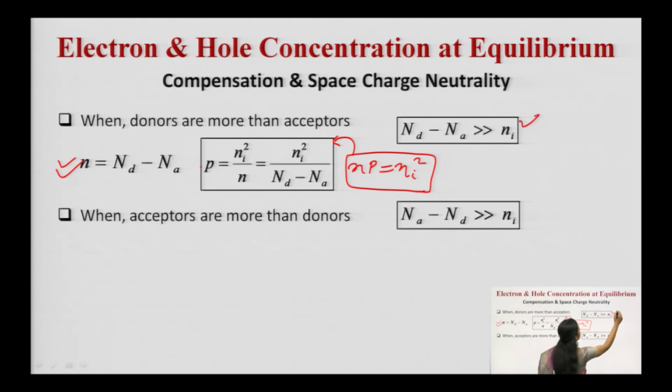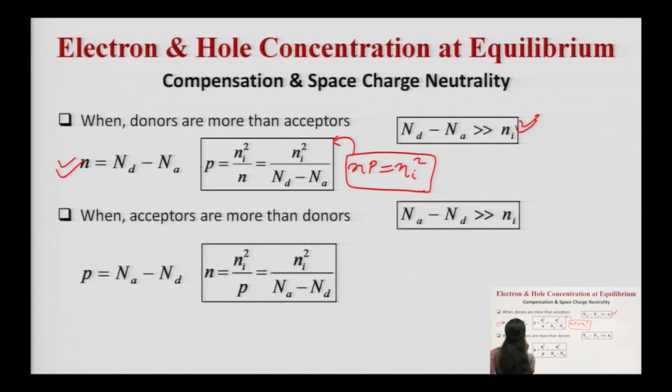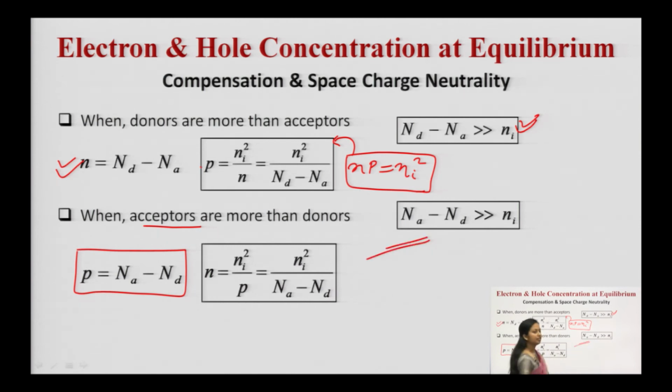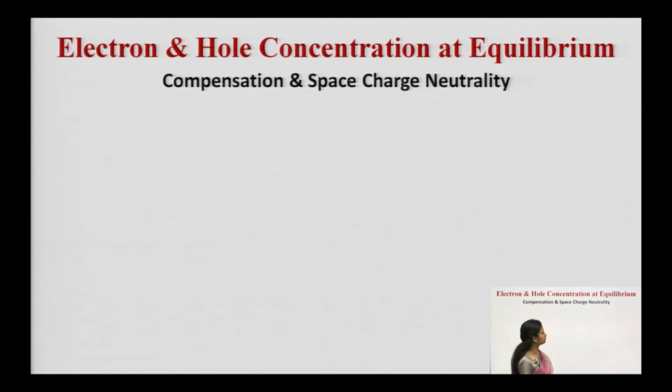So in this particular case, this value will be very high in comparison to the intrinsic carrier concentration. But when acceptors are more than donors, we are talking about the P type semiconductors. So here what is P? The difference of acceptor to donor concentrations, and from the law of mass action you can write down n is ni square upon p, ni square upon Na minus Nd. In this case the difference value Na minus Nd will be very high in comparison to the intrinsic carrier concentration.